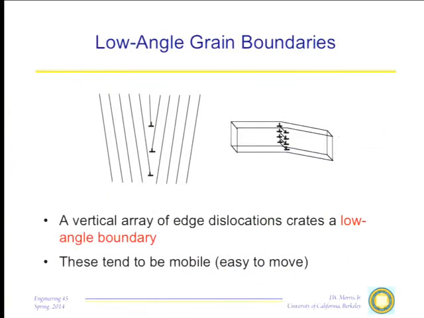The structure of grain boundaries is an important issue. For our purposes, let me just distinguish two types. One is a low-angle grain boundary, where we have two crystals, two grains, same material, same crystal structure, that are only slightly misaligned with respect to one another.